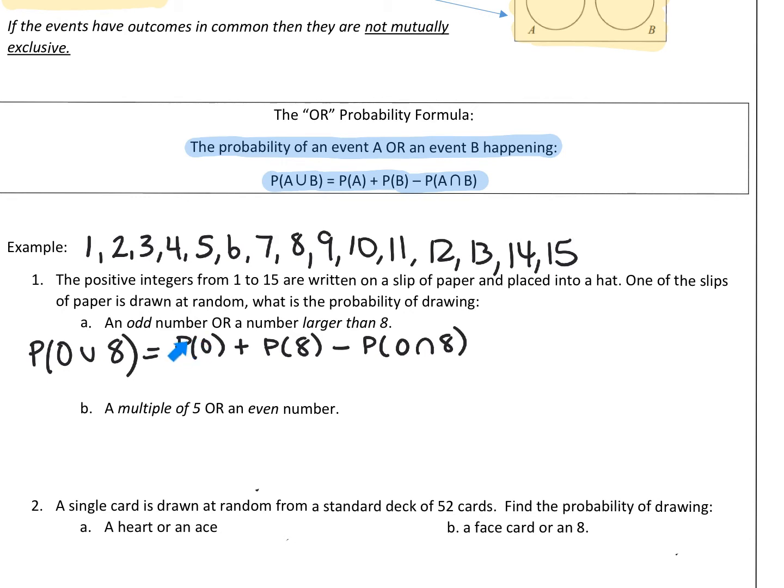I ask myself, what's the probability out of all of these numbers of getting an odd number? I know that there are 15 possible events, and how many of those are odd? The numbers that are odd are 1, 3, 5, 7, 9, 11, 13, and 15. That means I have 8 numbers that are odd. Plus, look at just this as a simple probability question. What's the probability of getting a number larger than 8? All of these numbers are larger than 8. There are 1, 2, 3, 4, 5, 6, 7 of them. So 7 numbers are larger than 8.